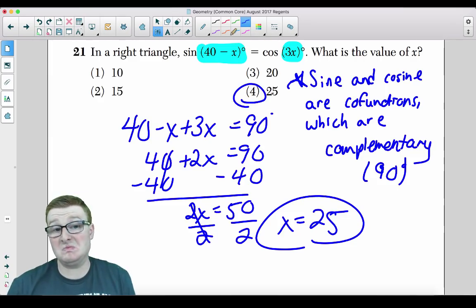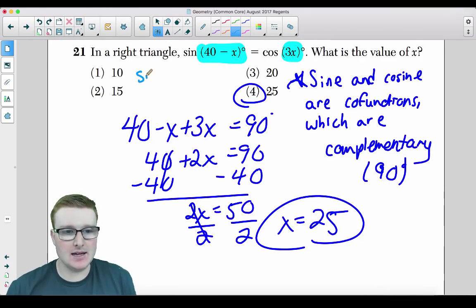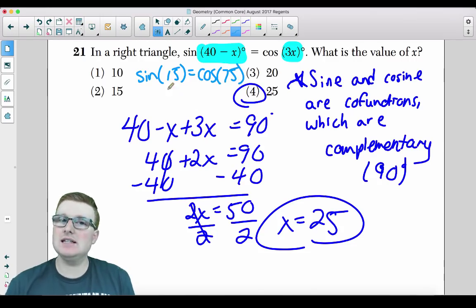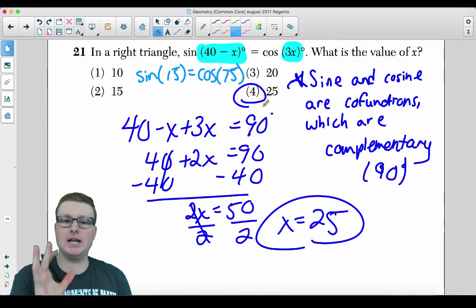Let's make sure it is. If we take 25 and we plug it into both of these expressions, we get the sine of 40 minus 25, which is 15. So the sine of 15 is equal to the cosine of 75, okay? Is that true? When we take 25 and we plug it in, okay?